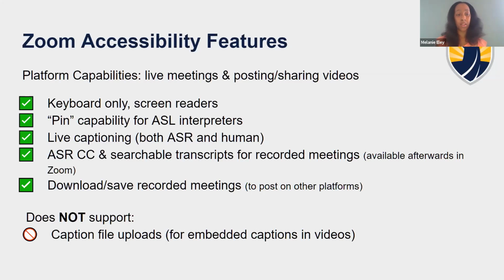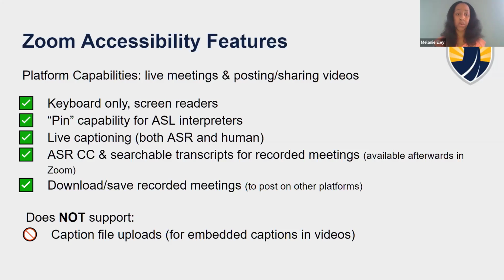So with Zoom, there are several accessibility features that are available to students or to users. It is accessible by keyboard and screen reader. It also has the ability to pin for ASL interpreters. You can pin the screen of the ASL interpreter so that just that student or that person who needs it will see it, or it can be shown to everyone who's in the meeting. It also has the ability for live captioning. Both ASR captioning and human.